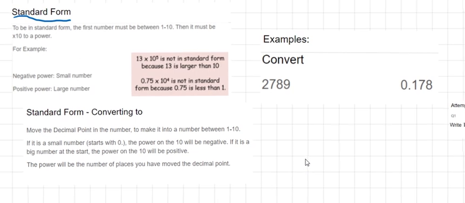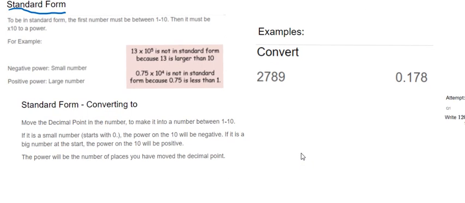So let's look at how we convert anyway. We're going to convert these two numbers in a second, 2789 and then 0.178. So example 1 and example 2. The steps down here at the bottom: move the decimal point in the number to make it into a number between 1 and 10. That's what we're going to do first.